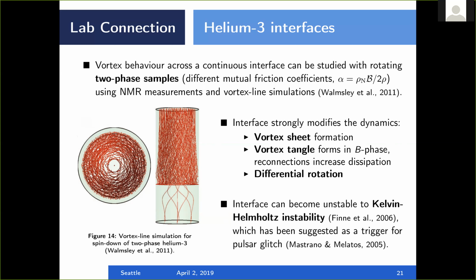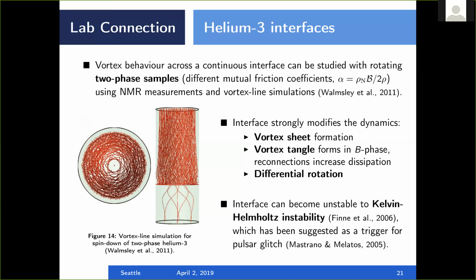This interface, additionally, if you make the relative friction satisfy specific parameters, can actually become unstable. So you can excite a Kelvin-Helmholtz instability for long wavelengths, and you can transfer circulation blob-wise, essentially, so that you disconnect an element of the vortex and move it into the other system. You can actually have transfer of circulation that way.